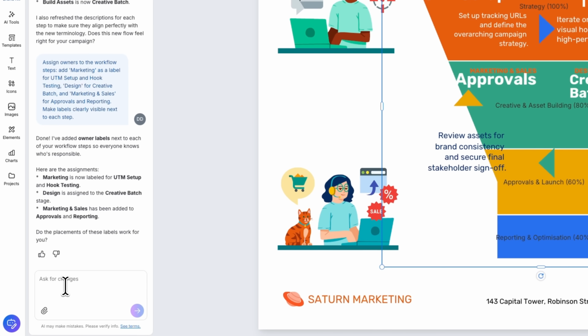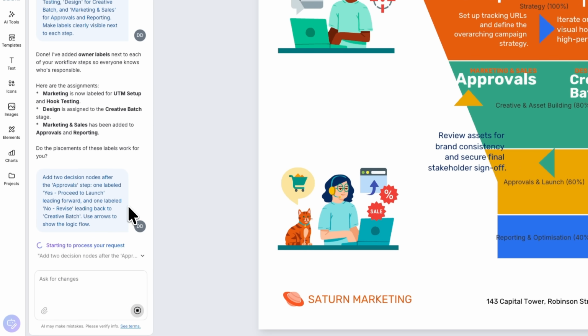If something isn't approved, it automatically returns for revision. By the end of this process, you'll have a structured and fully accountable workflow. It will keep your marketing operations efficient from start to finish.